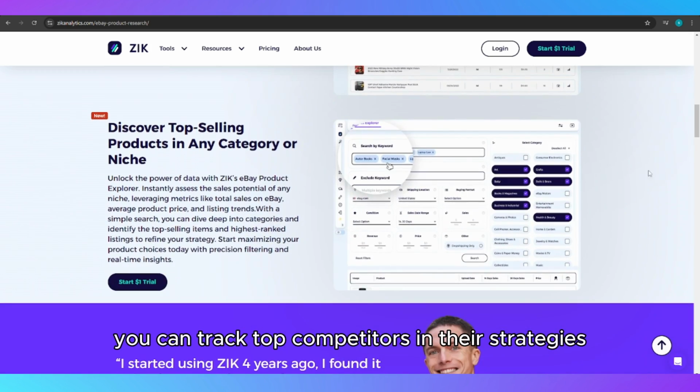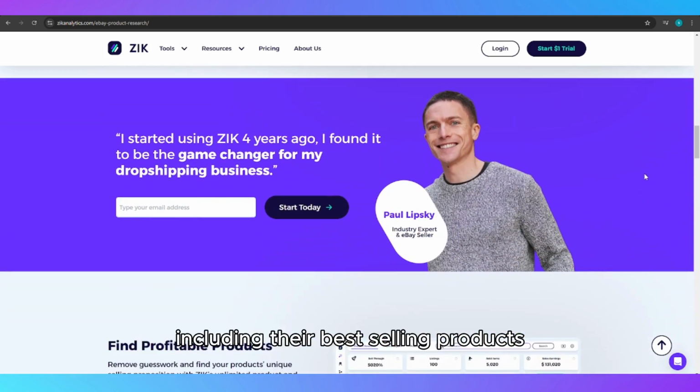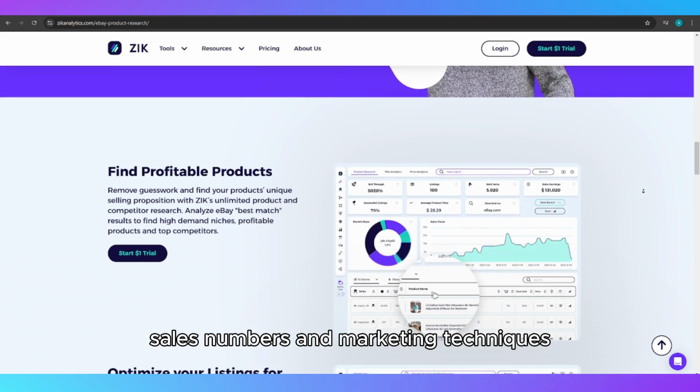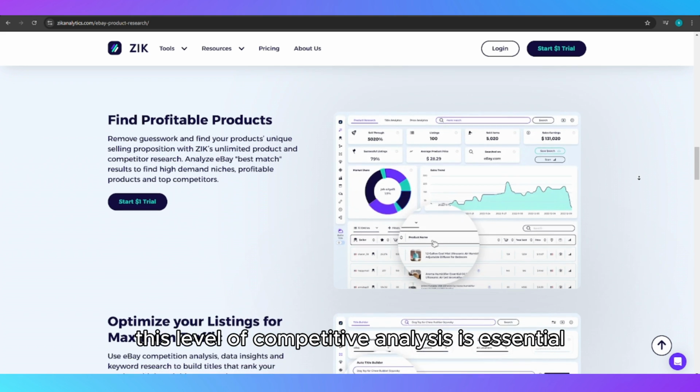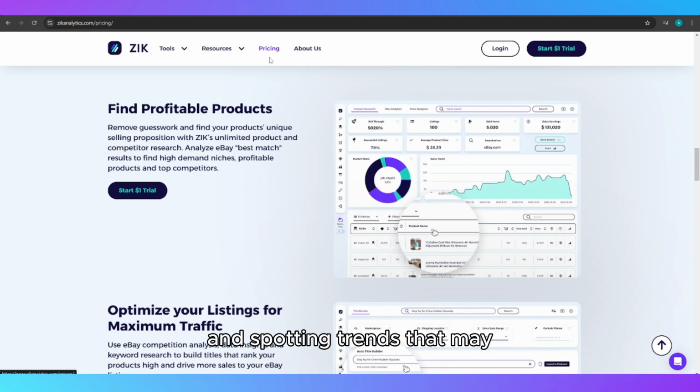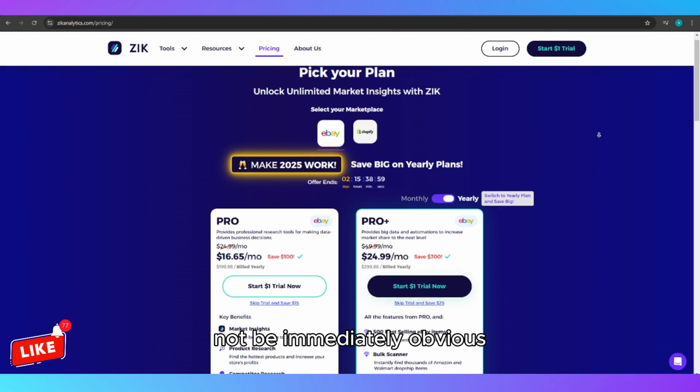You can track top competitors and their strategies, including their best-selling products, sales numbers, and marketing techniques. This level of competitive analysis is essential for understanding the market and spotting trends that may not be immediately obvious.